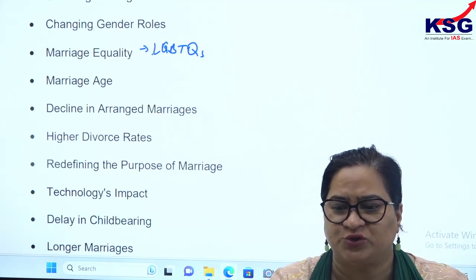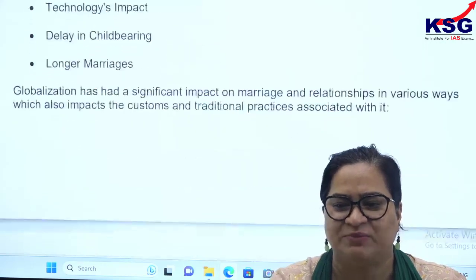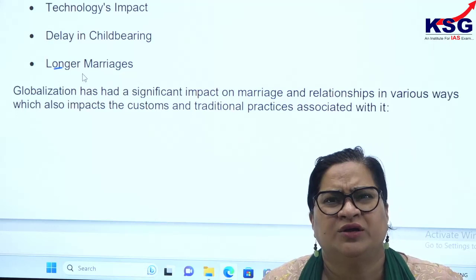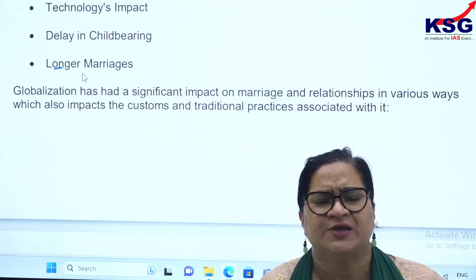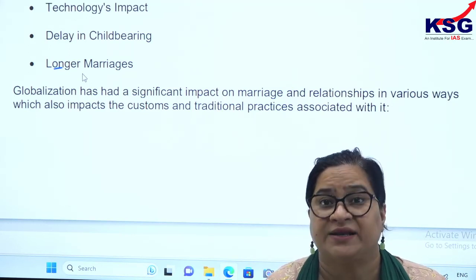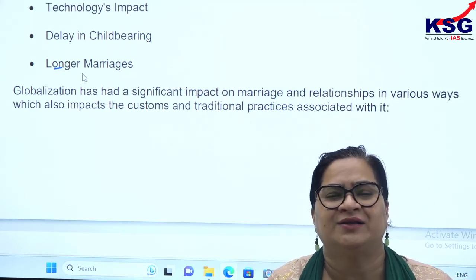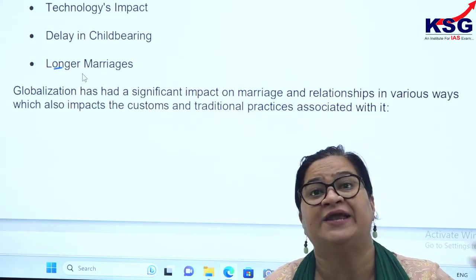Again, with respect to this term, longer marriages may surprise few people. What does VAM imply by saying longer marriages? Longer is because of longevity of life. So, because people are surviving for longer years, marriages which are able to prove the test of time are able to survive for decades together.